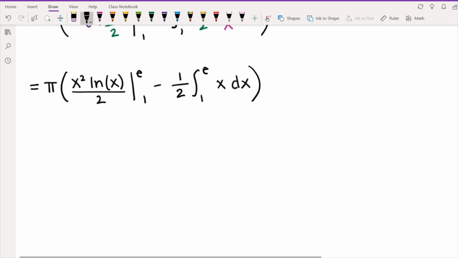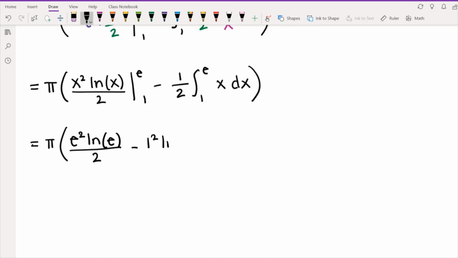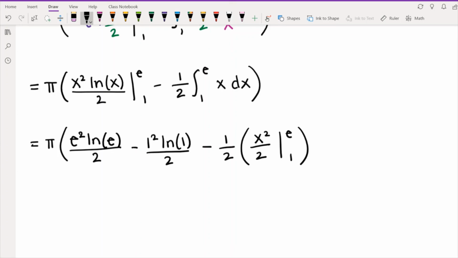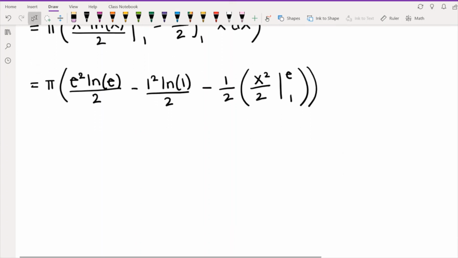So now we're ready to start plugging some stuff in. So here we get, for the first part, e squared times ln of e over 2 minus 1 squared times ln of 1 over 2 minus 1/2 times, so in this case, the antiderivative is x squared over 2, and we're going to be evaluating that at e and at 1. Do I have enough parentheses? No, I need one more. Okay, so what is this?